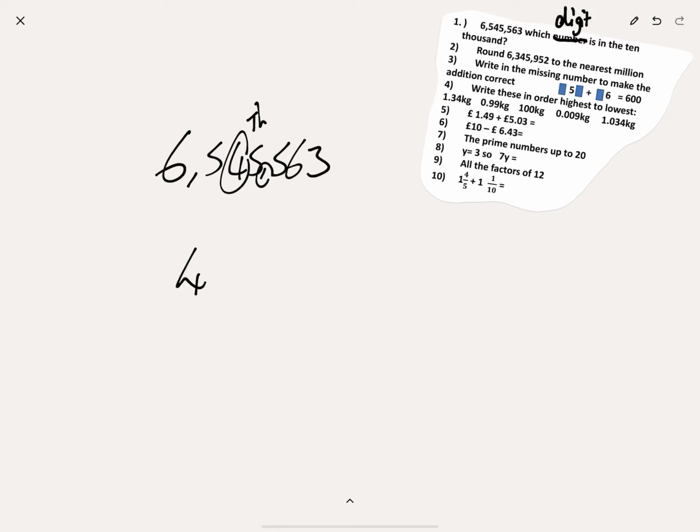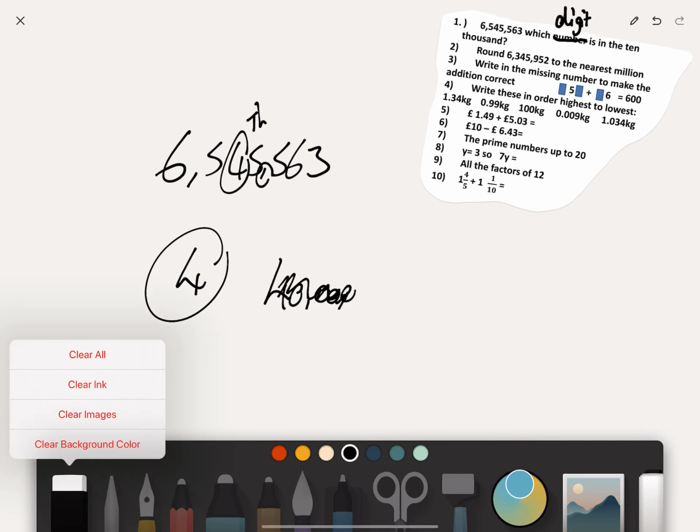It's a 4. If it said what amount is in the 10,000 column, then it's 40,000. Okay, but for the wording of this question, 4 is the answer. But you have to be really careful with that one. Make sure you've definitely answered the question.